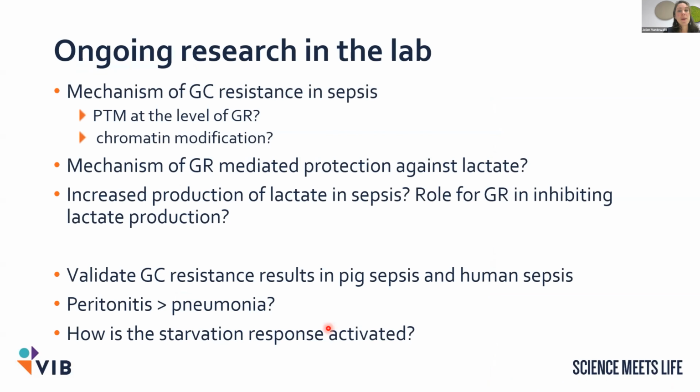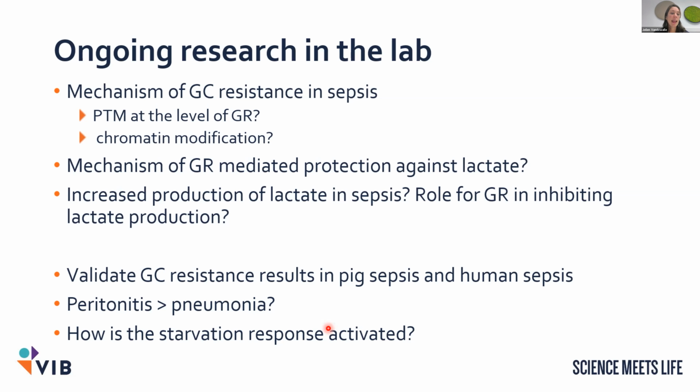We still have some work to do. We want to understand the mechanism of the glucocorticoid resistance in sepsis. We are looking at PTMs, so post-translational modifications at the level of GR, which could explain the reduced GR DNA binding upon sepsis, or maybe due to chromatin modification, there is a reduced GR DNA binding. We also still look further into the mechanism of GR to protect against lactate. We know that VEGF is a contributor, but we think that there is more going on there.